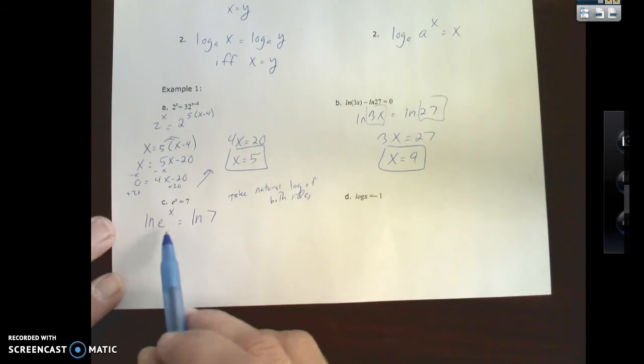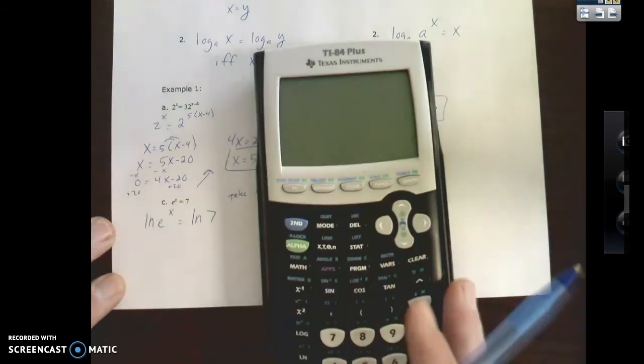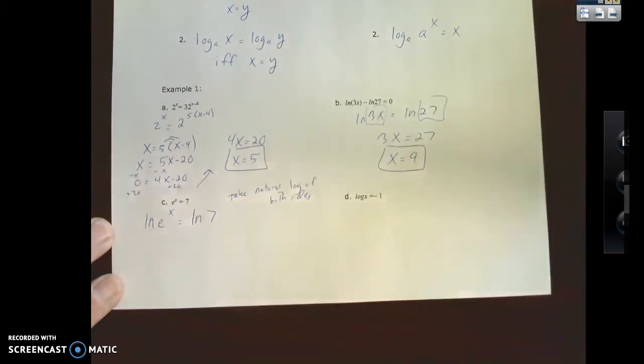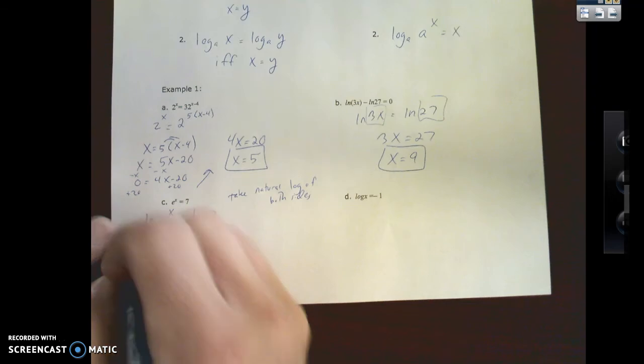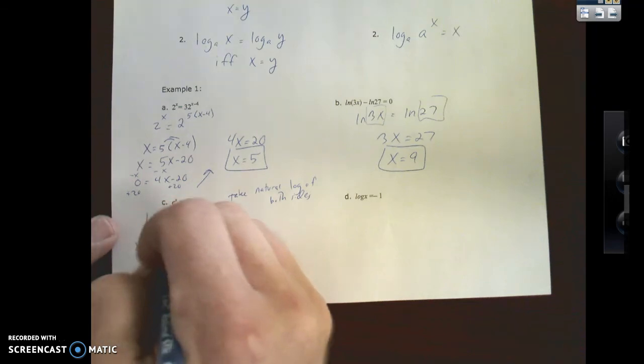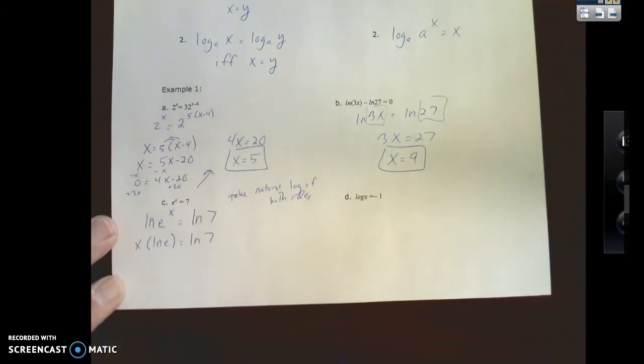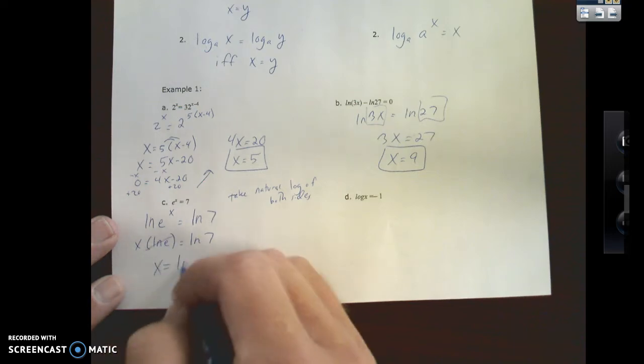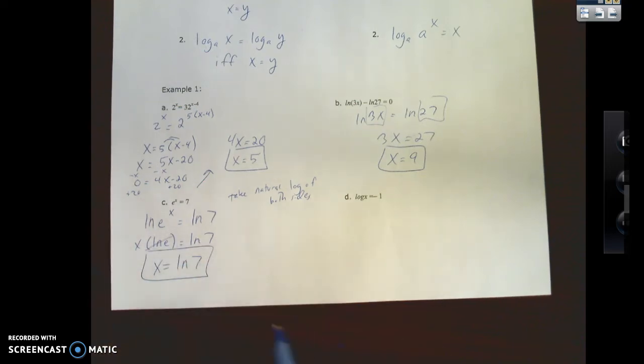Well, here's the interesting thing. Natural log of e. I want to show you guys this. It's kind of cool. The reason this is so helpful is that if you take the natural log of e, it equals 1. Well, if I have an exponent, what you can do is bring that exponent out front. So x natural log of e equals natural log of 7. Well, we just said that natural log of e is 1. Gone. X equals natural log 7. Done. I know that seems really complicated, but we're going to be using this step a whole lot whenever you have an x in your exponent, and we can't make the same base.